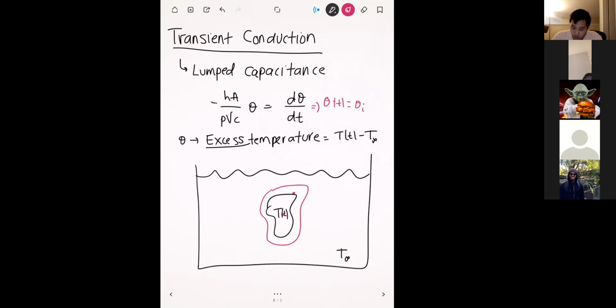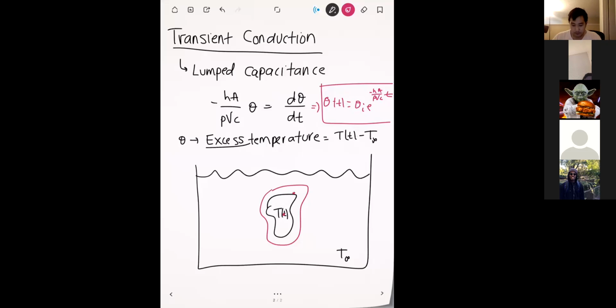So we get theta of t is equal to e to the minus hA over rho Vc t, okay? And so we have this decaying exponential where the temperature difference is maximum at t equals 0. And then as the object either absorbs heat or releases heat into the fluid, the temperature difference between the object and the fluid starts to decrease because the object starts to become closer in temperature to the fluid. Okay. All right. Any questions on this so far? This is just kind of recap from last time.